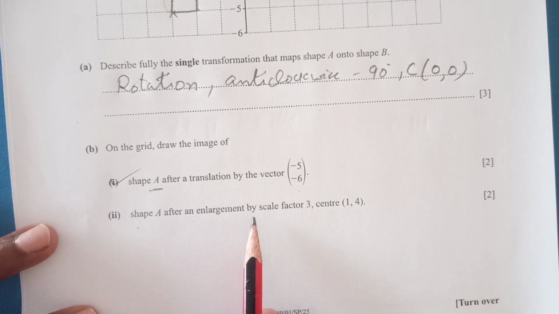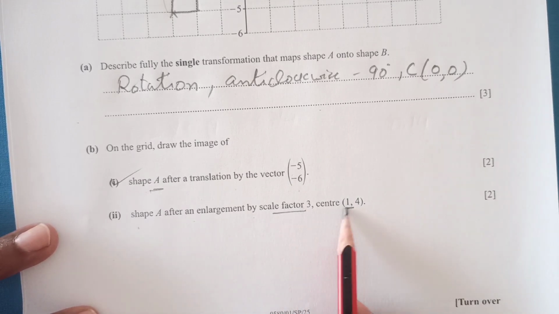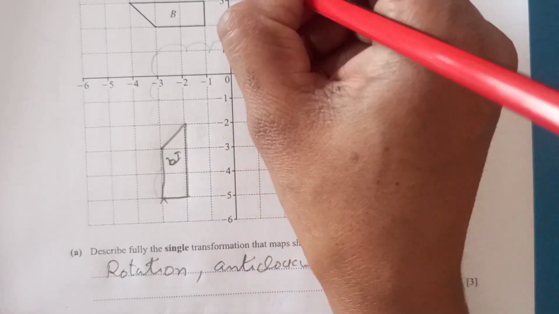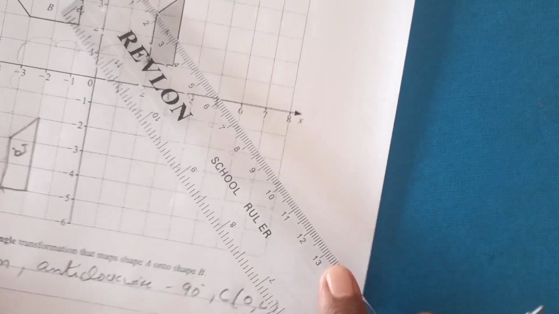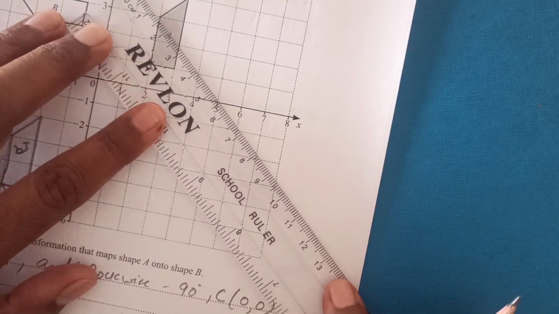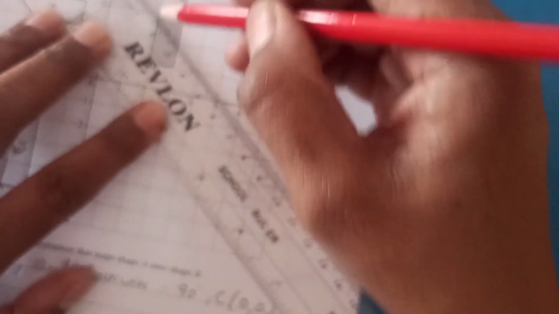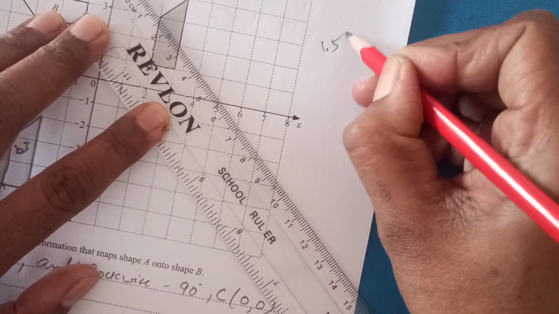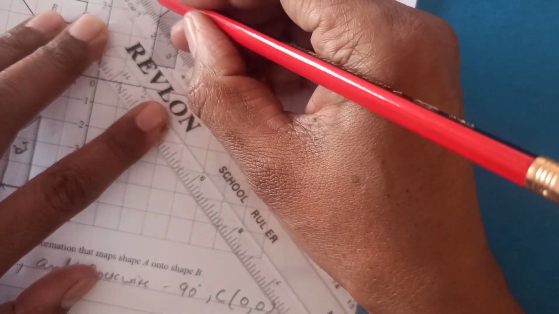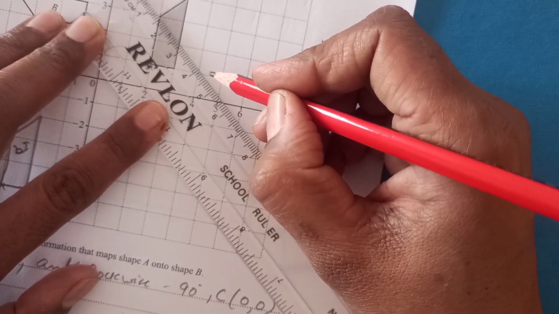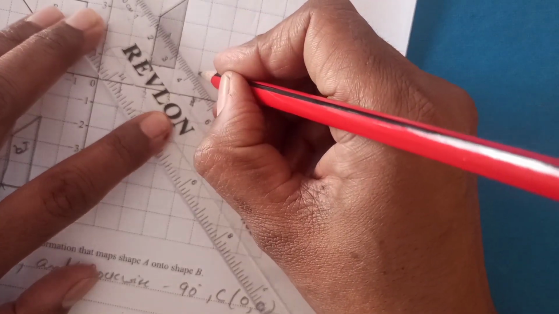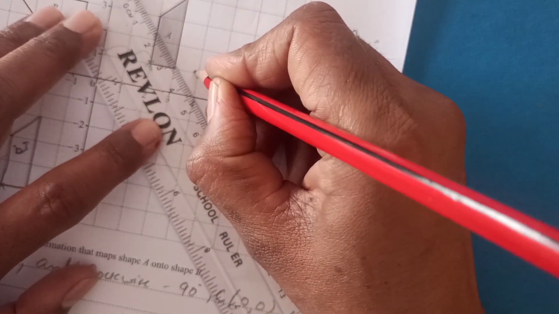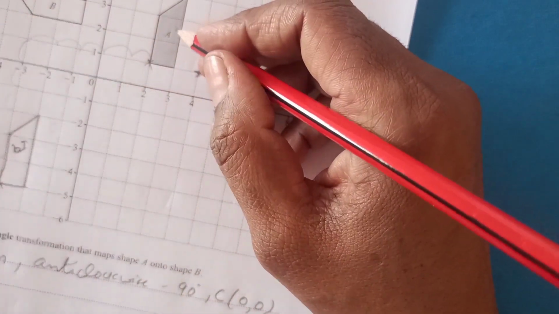Shape A after enlargement by scale factor of 3 at center 1 4. Center 1 4 is here. So enlargement with scale factor 3. So here we have 1.5 times 3. 1.5 times 3 is 4.5. So 4.5 is coming at this point here nearby, right? So if you got this point, then you can just extend it by 3.